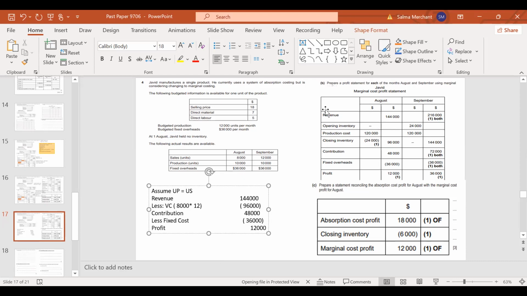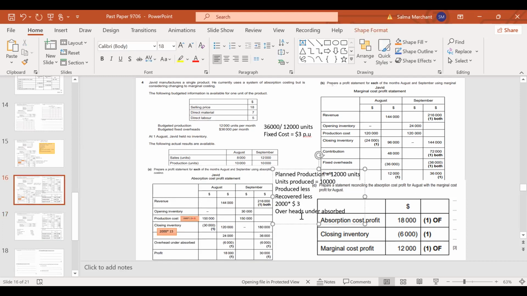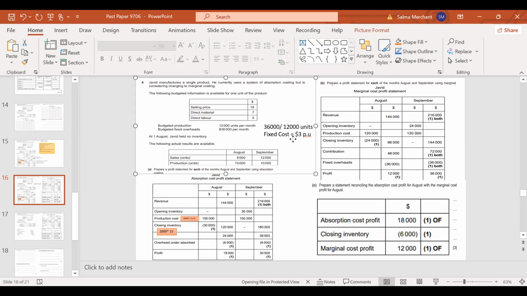I'll give you some time. Calculate for September. Revenue will be for how many units? Revenue will be for 12,000 units. 12,000 into 18, 216,000. Opening inventory same, right? 24,000. Production cost also for 10,000 units same. No closing inventory. Are you sure? Yes. Cost of sales 144. Sales minus cost of sales, contribution, minus fixed cost. 72,000. Profit. Are you with me? Yeah, I'm just writing.